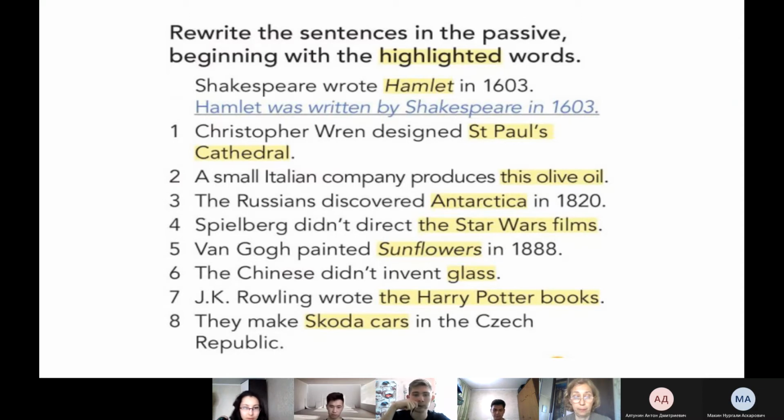Van Gogh painted sunflowers in 1888. Okay. Sunflowers were painted by Van Gogh in 1888. Yes. Sunflowers, знаменитая картина «Подсолнухи» Ван Гога. Okay, so Anton, the next one is for you.